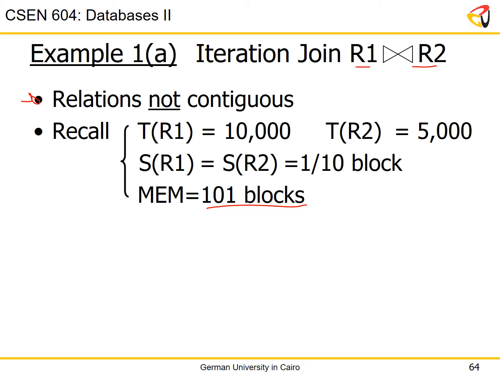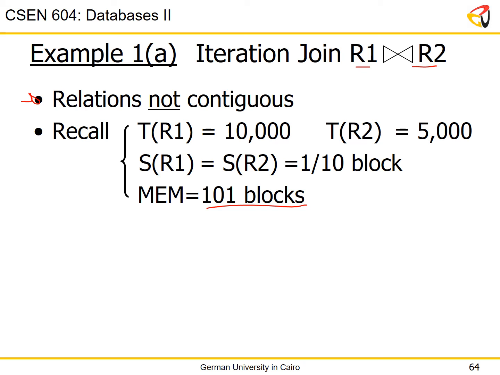Now, what we just did is correct from a logical point of view, but we are missing something. We're not using the memory at all. Okay? That's something we're missing. We have 101 blocks which we could use to cache parts of the table. So let's see it step by step. Now, let's first look at the case where the relation is not contiguous.